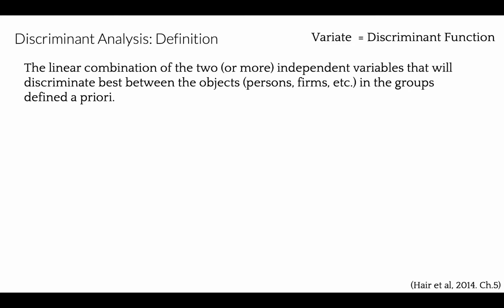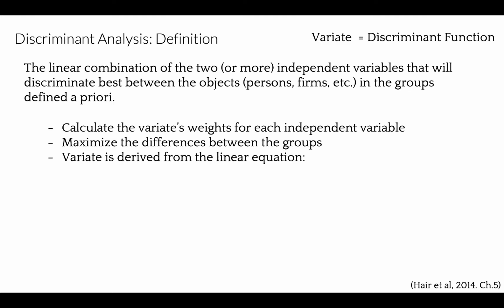Discriminant analysis involves deriving a variate. So it is a linear combination of 2 or more independent variables that will discriminate best between the objects in the groups defined a priori. Discrimination is achieved by calculating the variate's weights for each independent variable to maximize the differences between the groups.